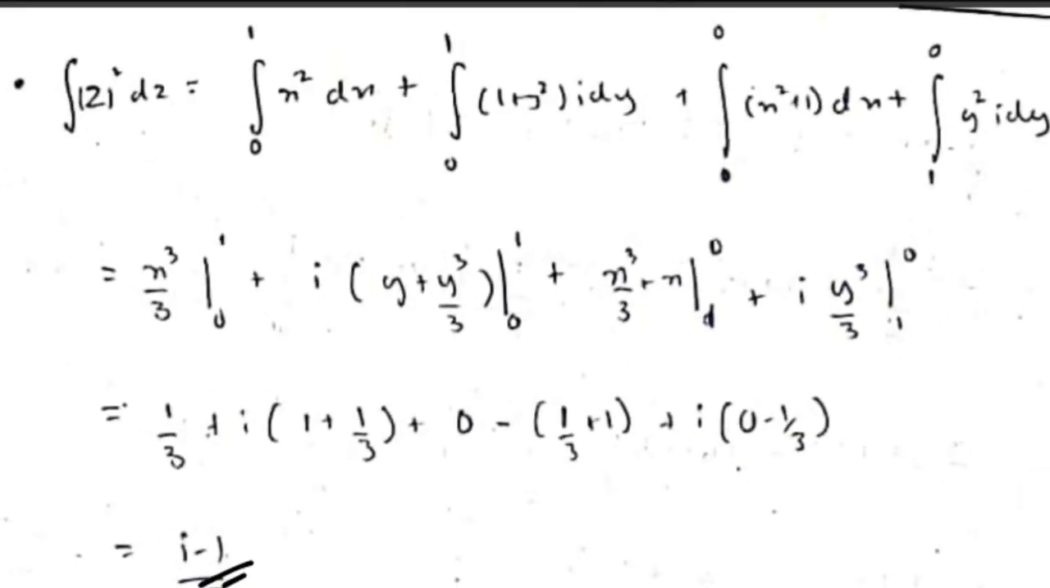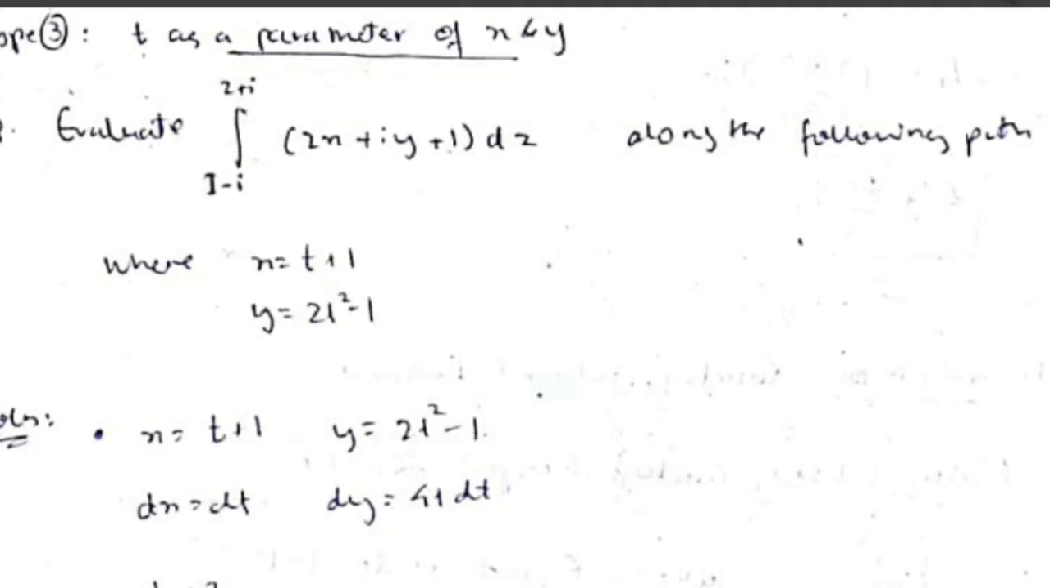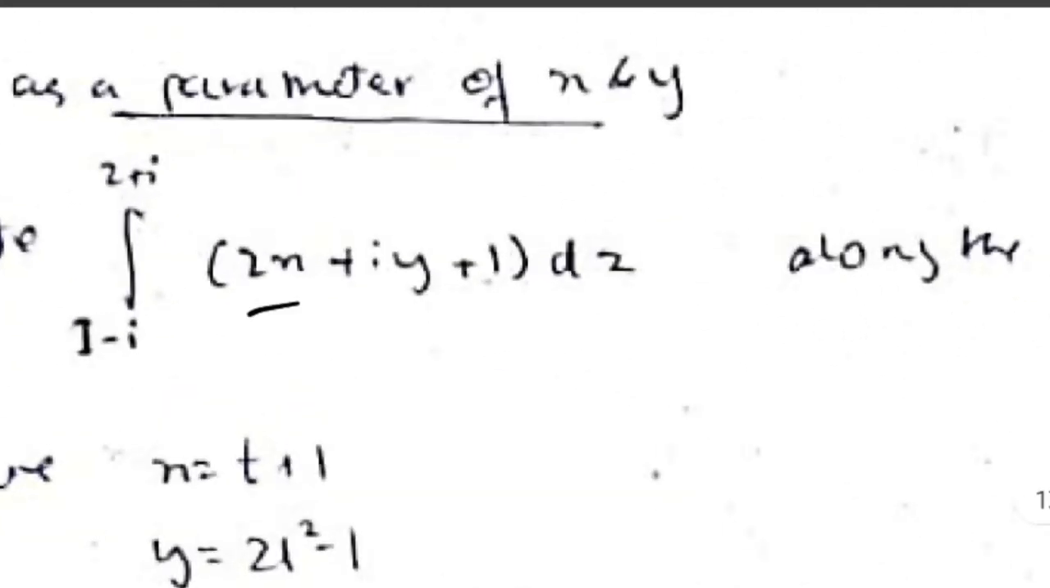Okay. The third type of question can be of t as a parameter of x and y. Okay. So in this case, we will be given this equation and we will be given the value of x and y in terms of t. Okay. So what we have to do is, we have to find out what is dx and dy in terms of dt and then substitute either x as t or y as t. Okay. You can choose any of that and then make all these terms which are given here in terms of t.